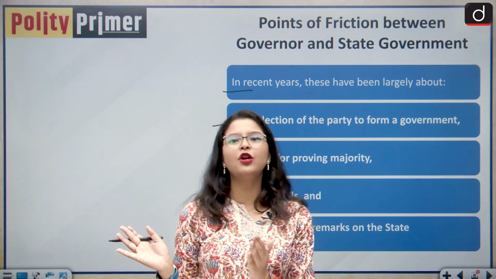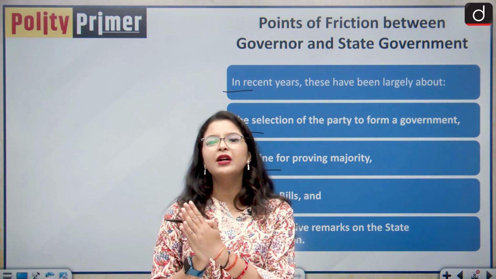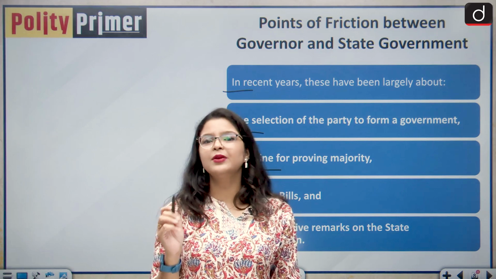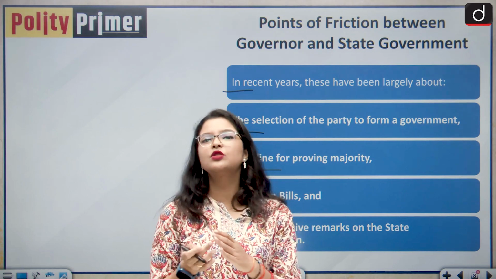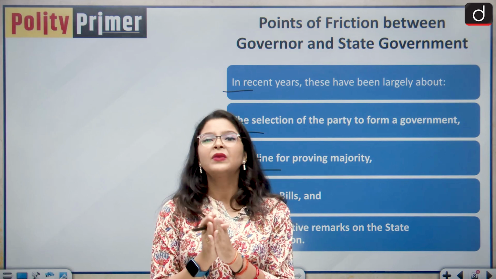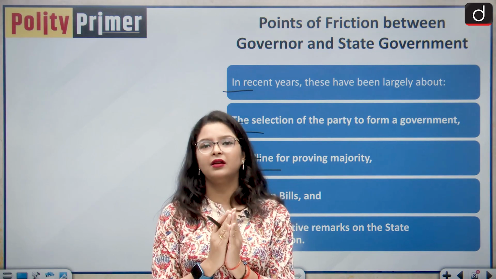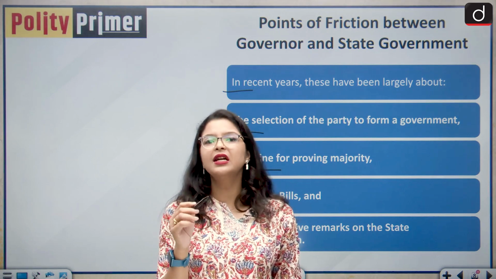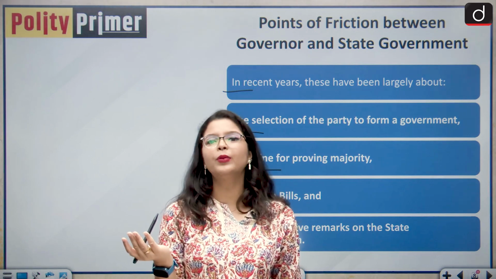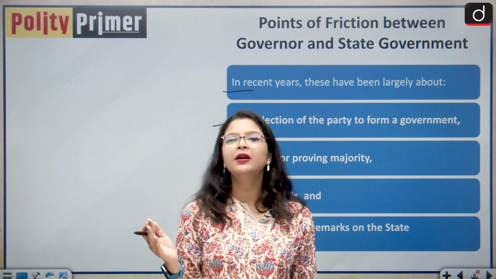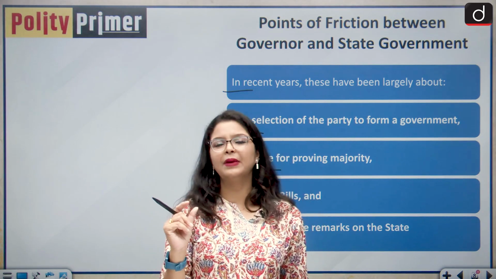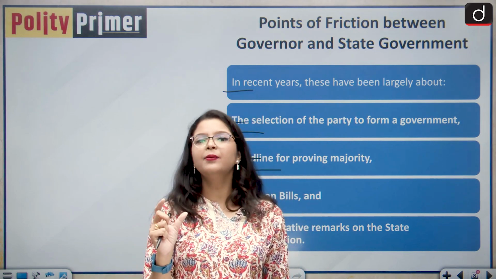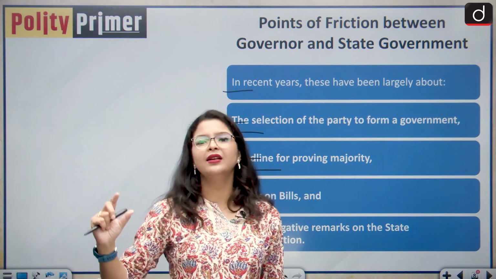Then, passing negative remarks on the state administration. A very famous example of this is the passing of negative remarks by the West Bengal governor on Twitter against the current chief minister of West Bengal, Mamata Banerjee. They often indulge in spats on Twitter, which is a public platform. This is also a very important point of friction, that they intend to pass negative remarks on the administration of the state on public platforms. This should not happen ideally, but yes, this is also a form of friction between the state government and the governor.